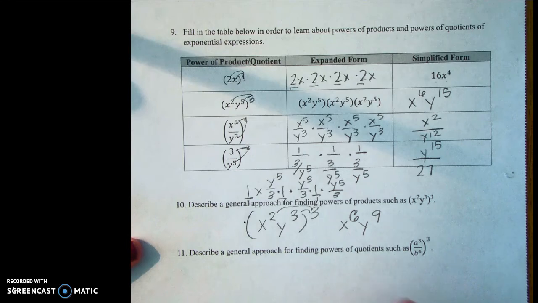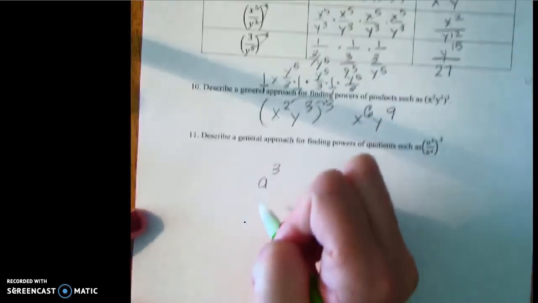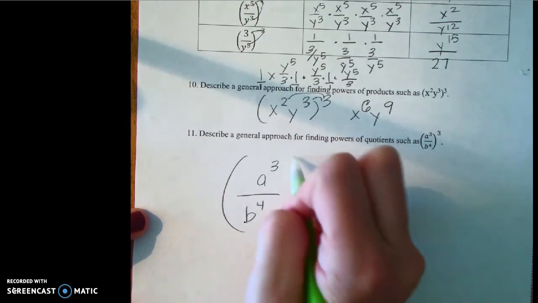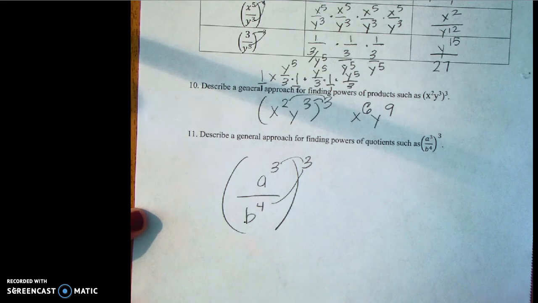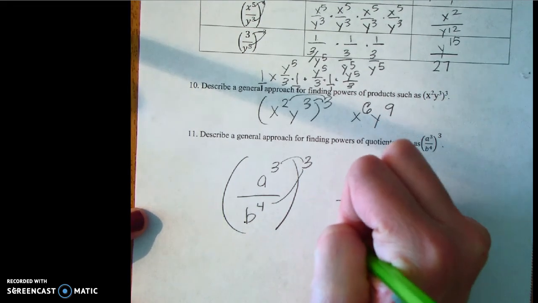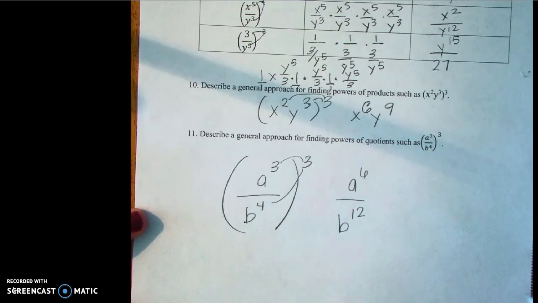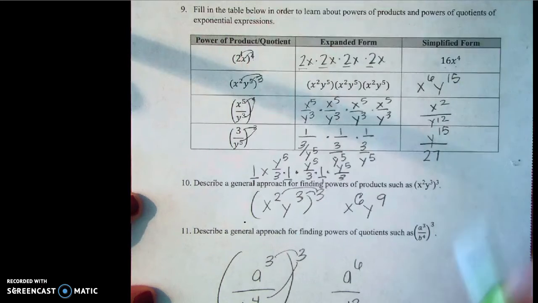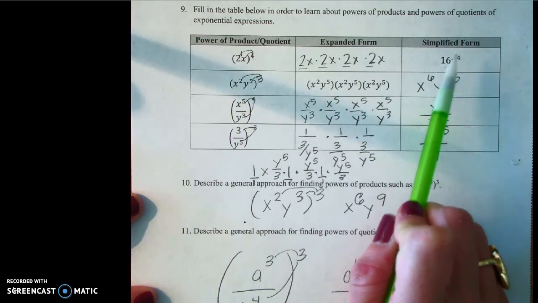So my rule here would be any number a to the 3rd power divided by b to the 4th power, raised to the 3rd power, would be to distribute that exponent to everything in the parentheses. So a to the 6th divided by b to the 12th. Remember up here, this coefficient has an exponent of 1. So that's 4 times 1 is 4, and 2 to the 4th power is 16.